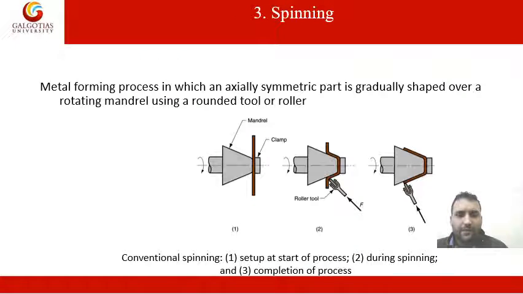Next important operation in sheet metal is spinning. It is a metal forming process in which an axially symmetric part is gradually shaped over a rotating mandrel using rounded tools or rollers. This is a straight strip. We clamp it onto this mandrel using this clamp, and then we rotate this, and then we use this roller tool to get the desired shape. This operation is used mainly for artifacts or other decorative items.